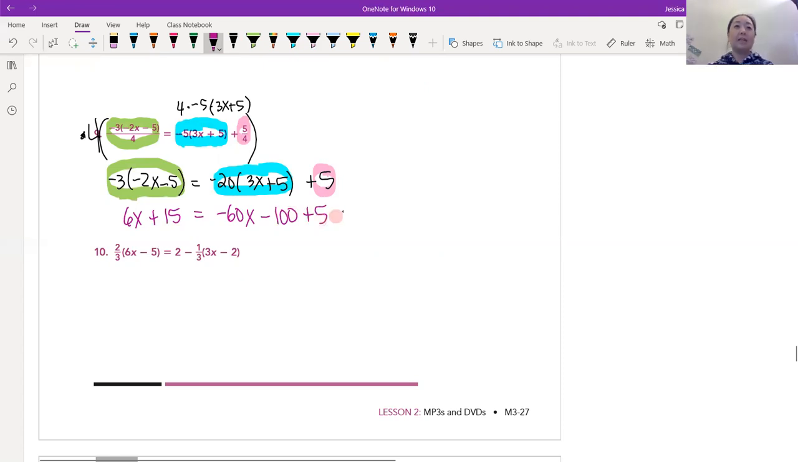Okay. And then we have the left-hand side, we can't combine like terms because there's no like terms to combine. But on the right-hand side, I noticed that there are some things to combine, just the 100 and the 5, right? So I'm just going to rewrite this. So 6x plus 15 is equal to -60x. And these guys are -100 plus 5. So that's going to be -95.